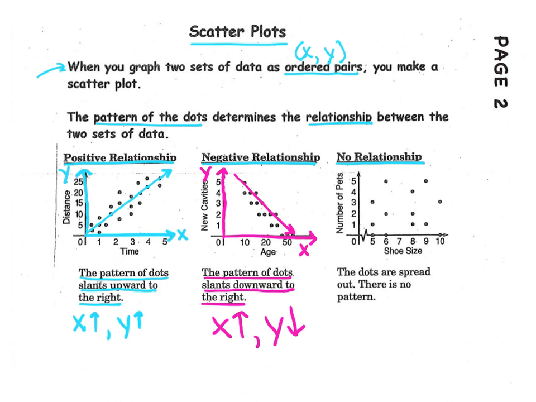And lastly, we have no correlation or relationship whatsoever. If you look at this scatter plot, there's no relationship here. Let's take a look at our X. X represents shoe size, and Y represents number of pets. Clearly, there's no relationship or correlation between those two variables. The dots are spread out. There is no pattern.